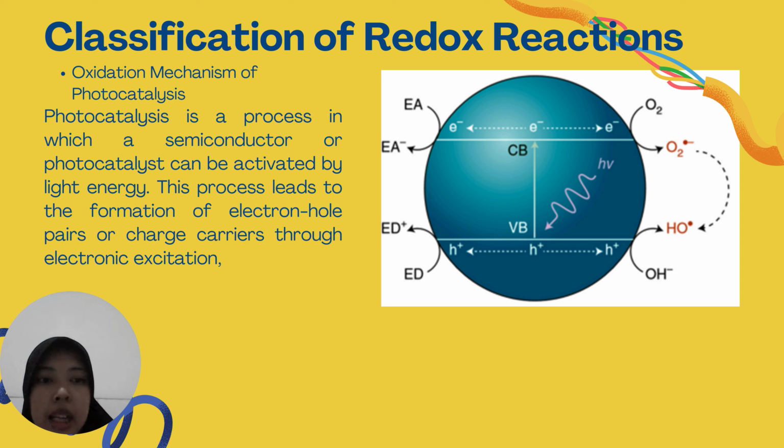Upon exposure to light, electrons move from the valence band to the conduction band in the photocatalyst, which reacts with oxygen to form superoxide anion and leave behind a hole in the valence band. These holes can then react with hydroxide anions.